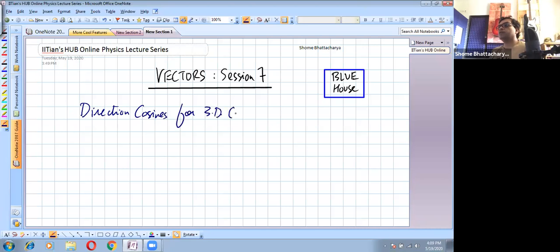For three-dimensional component representation. And then the second thing we will be discussing in the class today is the scalar product. Okay, where you should not think of this like multiplication.